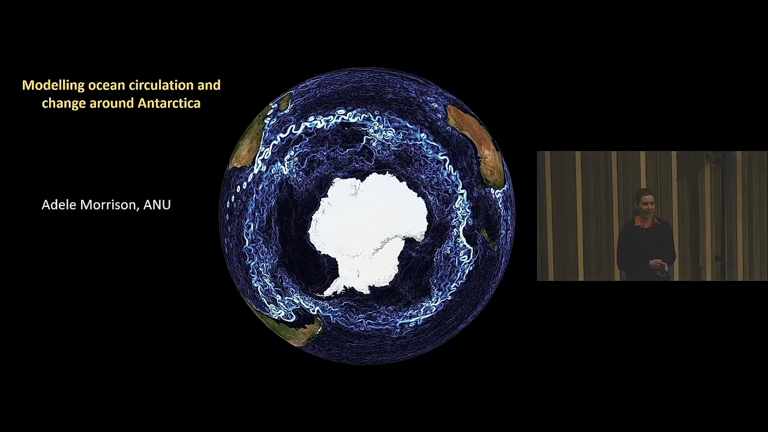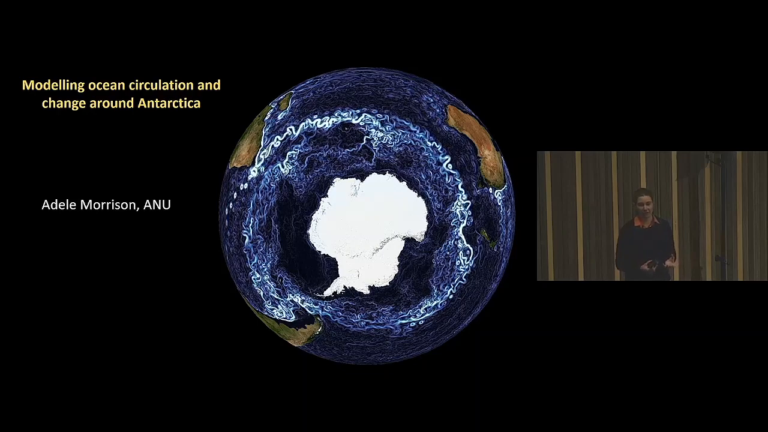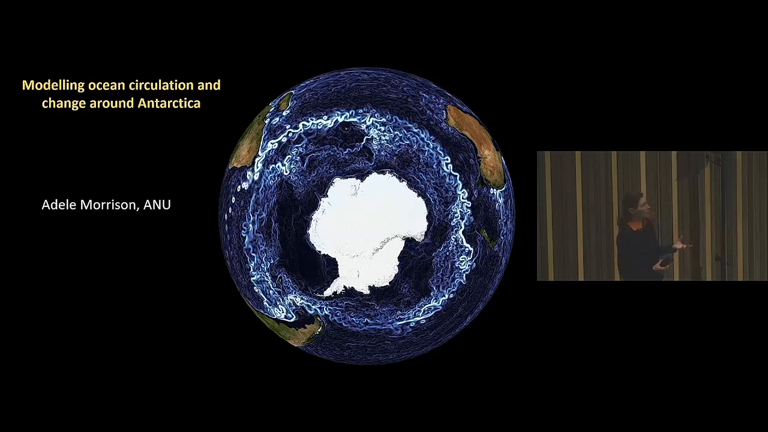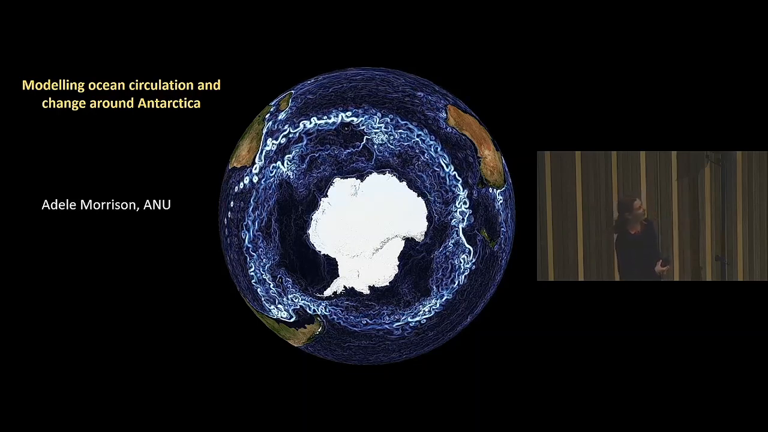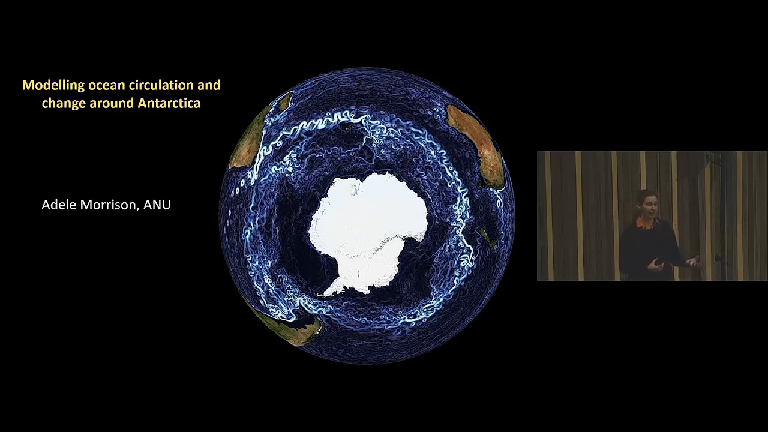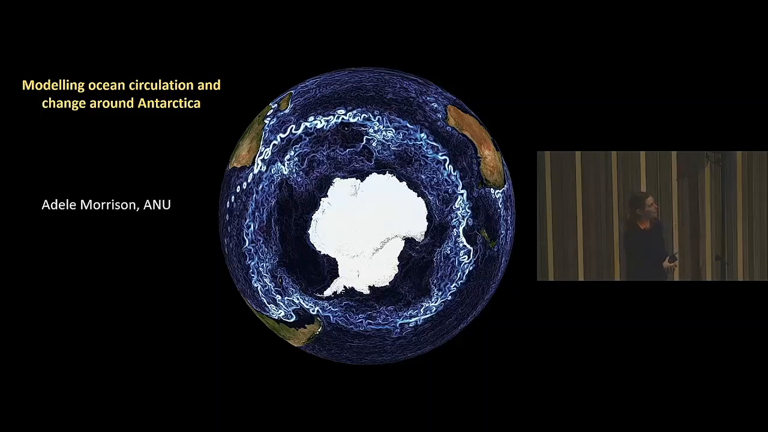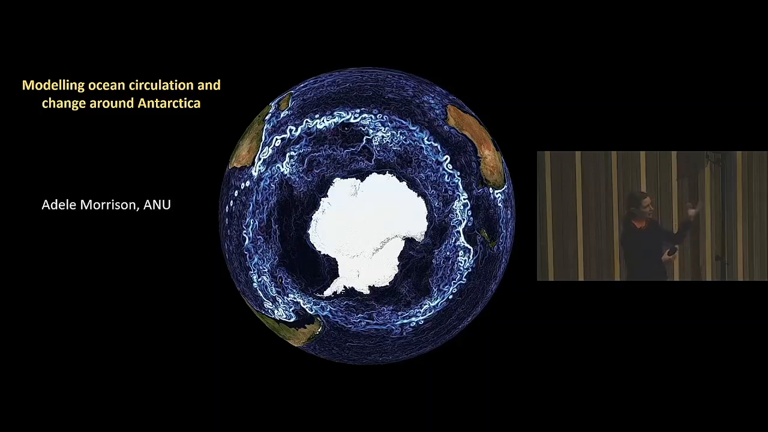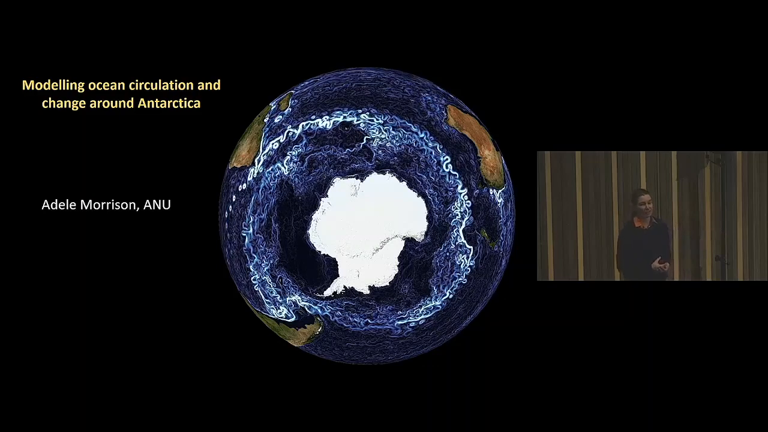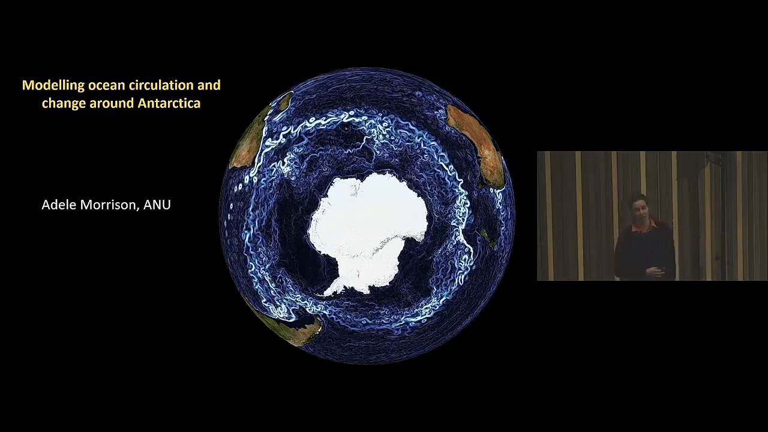My work uses high-resolution ocean models to understand, in particular, the ocean circulation around Antarctica and how that ocean circulation is changing, and how changes in the ocean circulation and ocean temperature around Antarctica will impact melting of the Antarctic ice sheet and thereby global sea level. So by trying to improve our understanding of this ocean circulation, the main aim of my work is to reduce the uncertainties on projections of sea level.